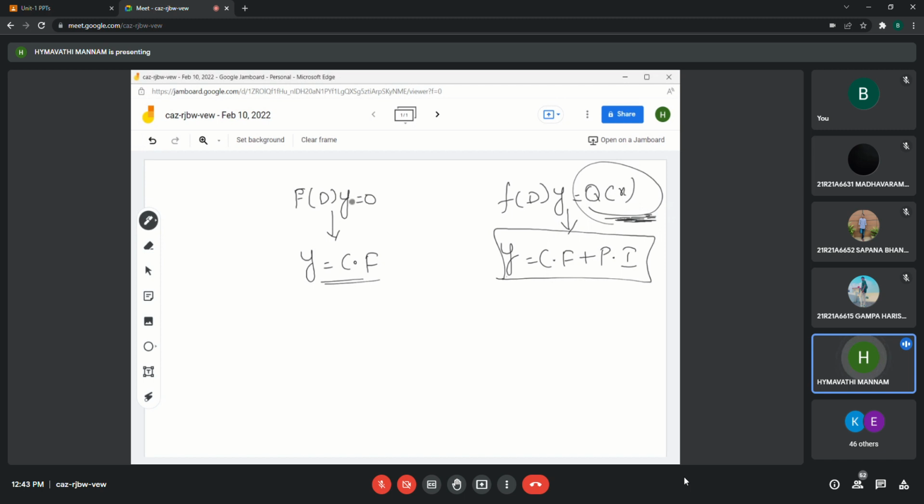For f of D into y is equal to 0, the solution is only the complementary function. So if f of D into y is equal to Q of x, you have to find both the complementary function and a particular integral. How can we find the complementary function? That completely depends on the roots.